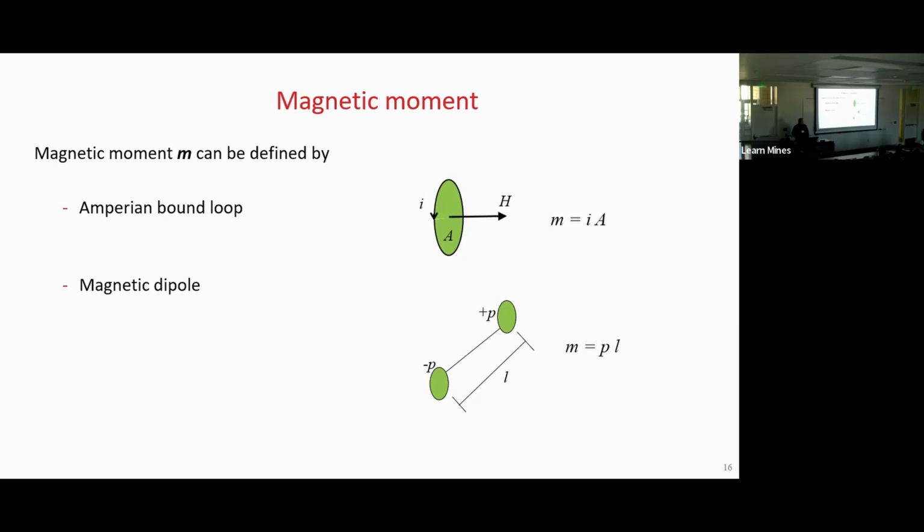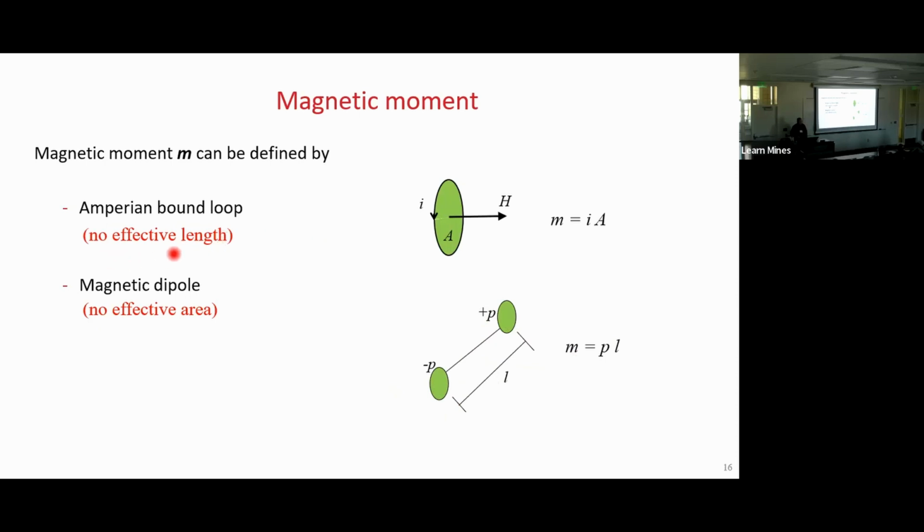Another way is you say, okay, I have a magnetic dipole. There's no such thing as a monopole, only dipole. Magnetic poles exist in pairs, one positive, one negative, or one north, one south, they always come in pairs. And there is a distance separated in between, that's L. So the moment is defined as the strength of the pole times the length. Two ways to define the moment. You can use either one, depending on the situation.